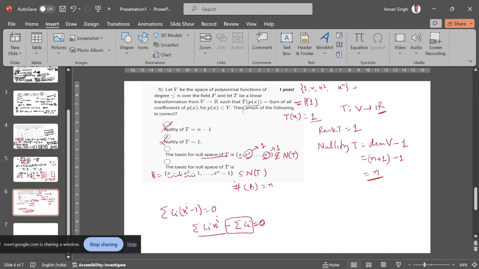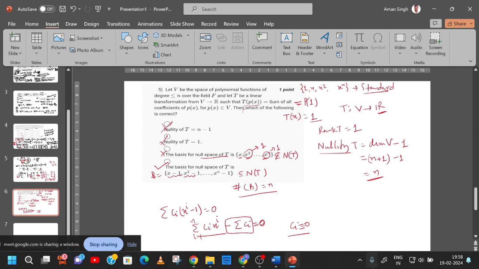This is a standard basis, right? What it says, a standard basis: this set is linearly independent. So all the coefficients are 0, means Ci for i from 1 to n is equal to 0. This is what we wanted. So this is a linearly independent set having n elements, and n is the nullity of T. So this is actually spanning the null space. So this is a basis. Okay, so this was the fifth question.